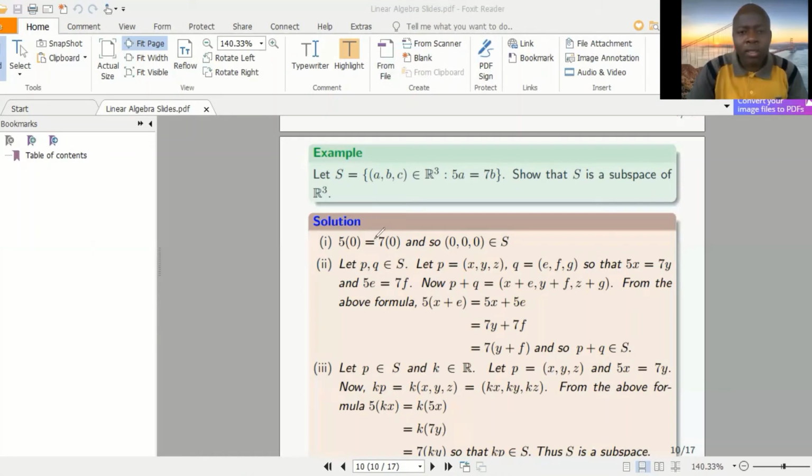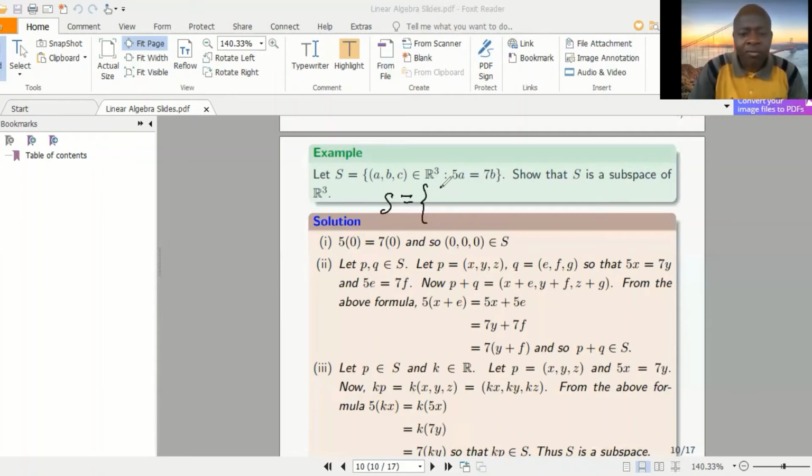One, we show that it's non-empty. In other words, we show that it contains the zero vector. Two, we show that it's closed under addition. And three, we show that it's closed under scalar multiplication. That's what I've shown here. Let me just take you through the steps. Just before I do, somebody else would have written this one differently.